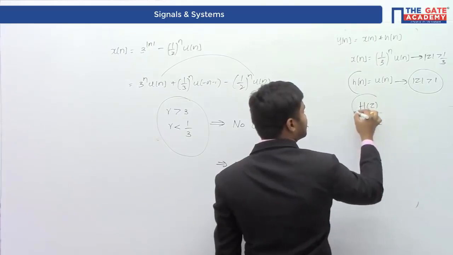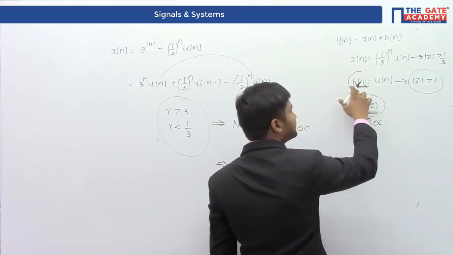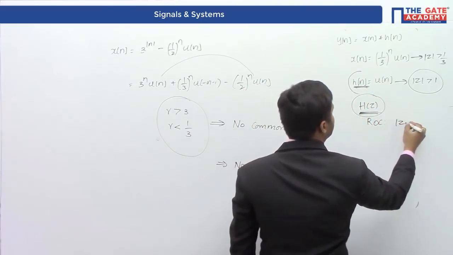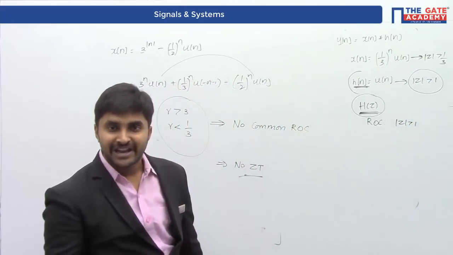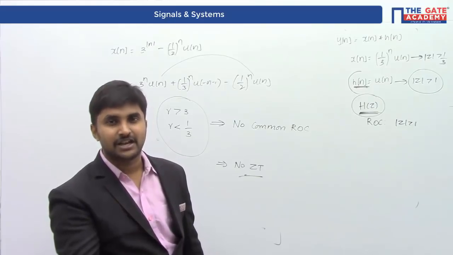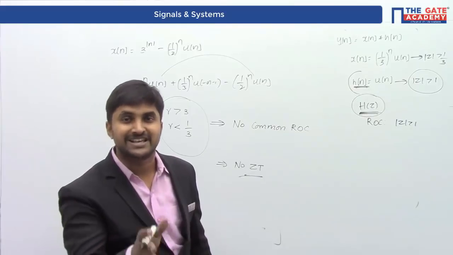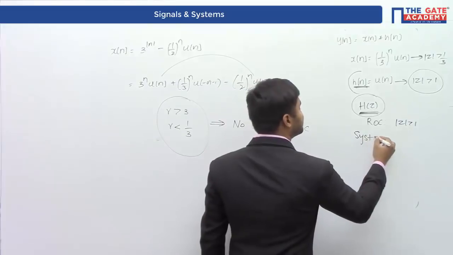H of Z is the transfer function, h of n is the impulse response. So when I apply the Z transform on h of n, I get H of Z. And the ROC of H of Z is mod Z greater than 1. It means it does not include the unit circle. If H of Z, the Z transform of the impulse response, does not include the unit circle, it means that the system is unstable.